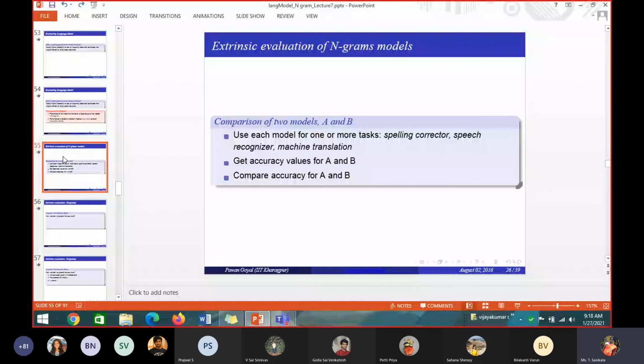So the models are created using the same training data, and the same test data is given to the different models to find the accuracy. That's why it's given here: comparison of two models A and B. Take some tasks, spelling correction, speech recognition, machine translation, and apply them to both models. Get the accuracy values of both models A and B and compare them. Whichever model gives the best accuracy is taken as the best model.